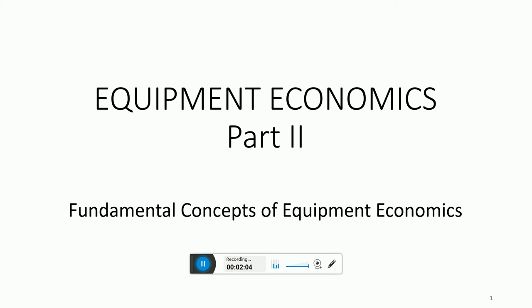So in today's lecture, we will start with the cost of capital. In this lecture, we are going to discuss the discounted present worth analysis and different elements of the ownership cost and different elements of the operating cost. Then we will also discuss depreciation in a bit more detail. So, starting with the cost of capital.